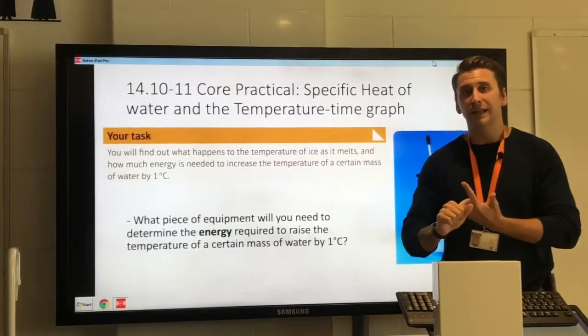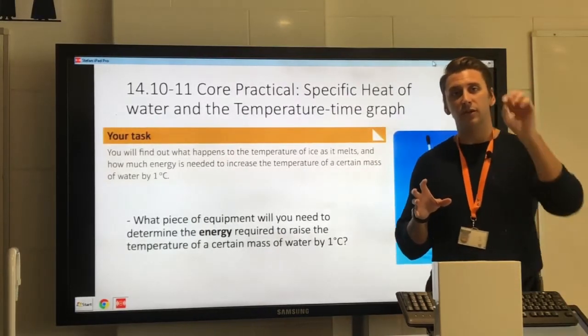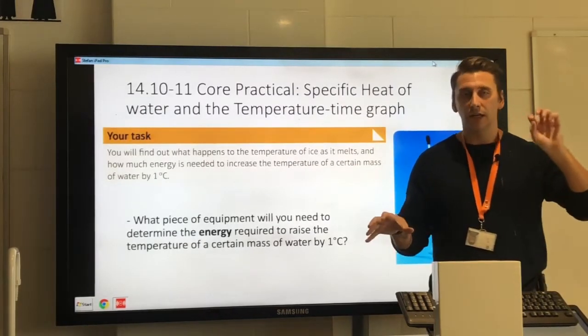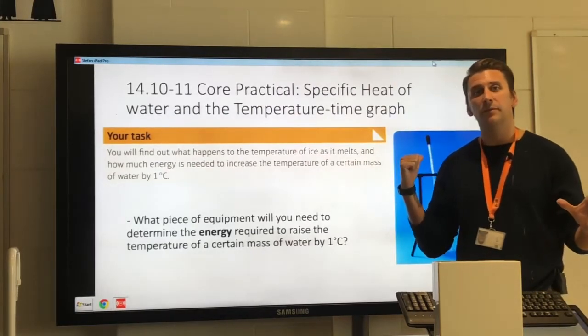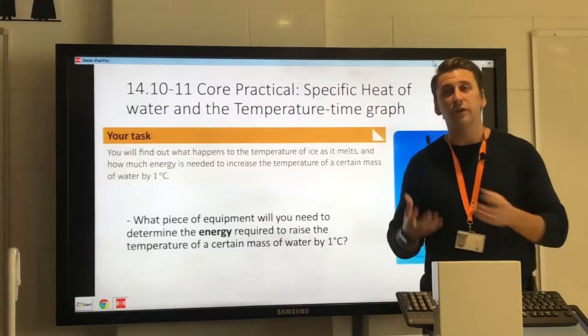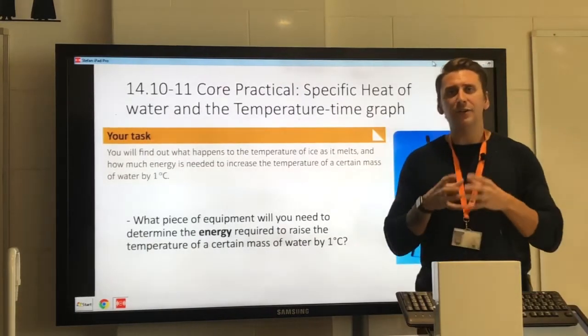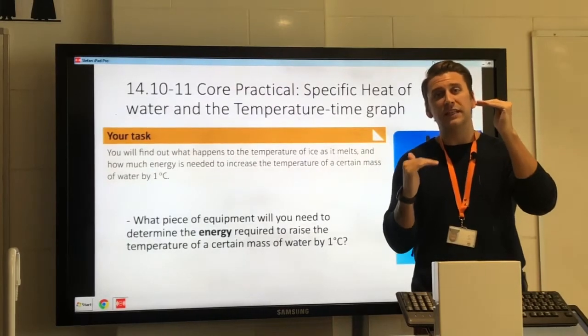We've got the mass, and we can do C is equal to Q divided by m delta theta. So energy from the joule meter divided by mass of the water from the scale times, on the denominator, change in temperature, which came from the thermometer. So it's very straightforward if you have a joule meter. Now, one thing to note is that the value you get is probably going to be higher than the true value of specific heat capacity for water.